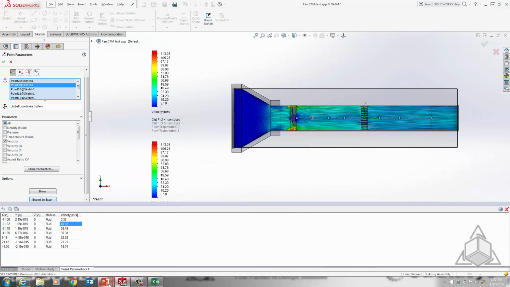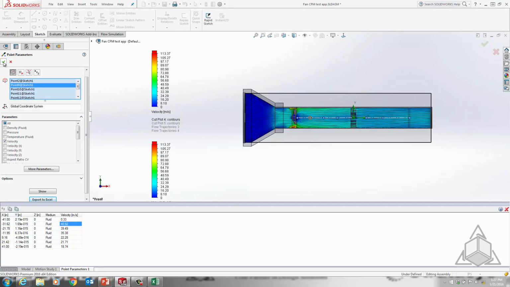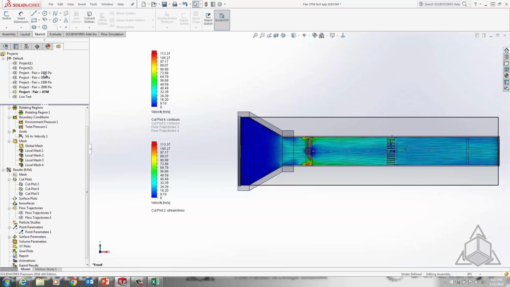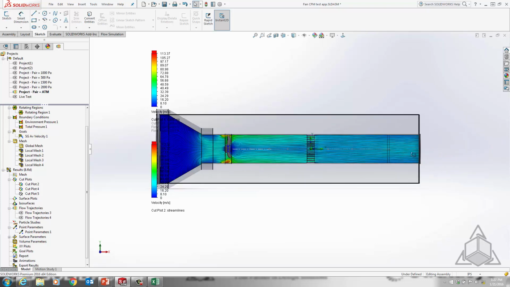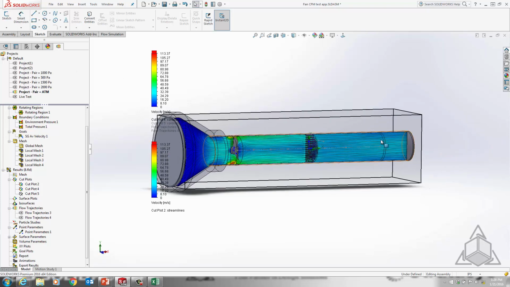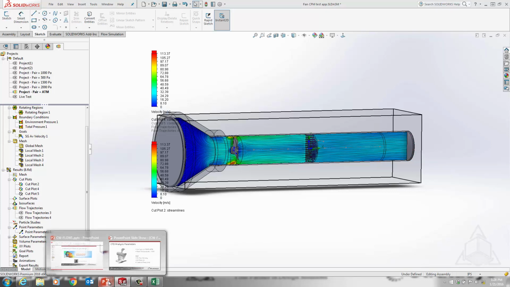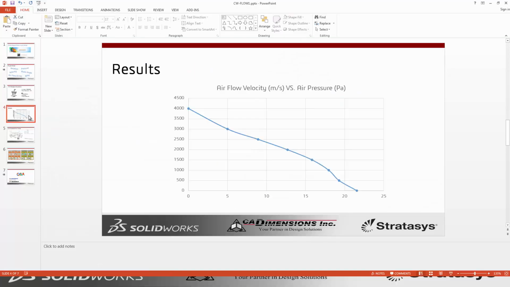Okay. So I've actually run a few different analyses. I've run it at all these different air pressures. This is the pressure gauge values: 500, 1,000, 1,500, and 2,000. So basically, I added 1,000 to the atmospheric pressure, and 1,500 to the atmospheric pressure, and saw what the velocity was. And I was able to come up with a very nice representation. So you can see that it looks very similar.